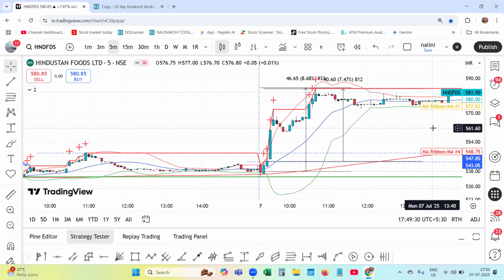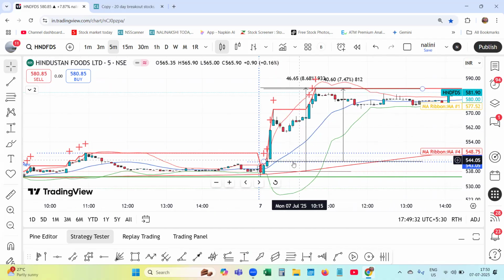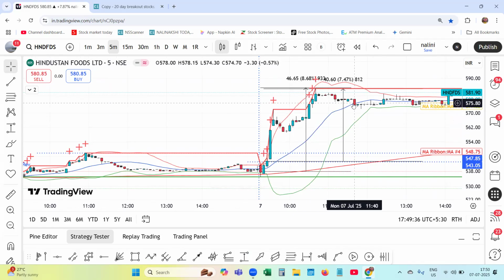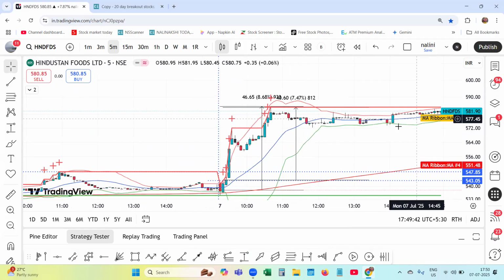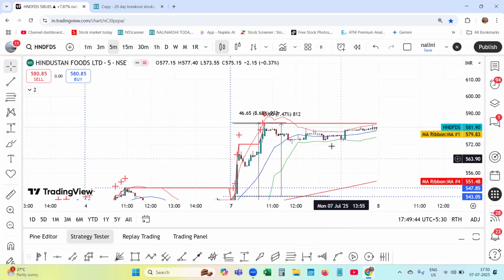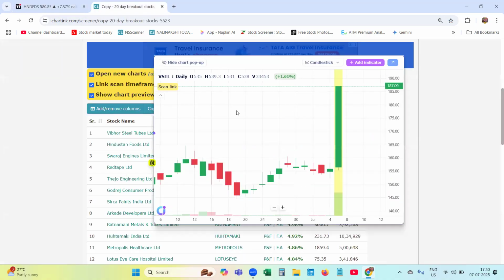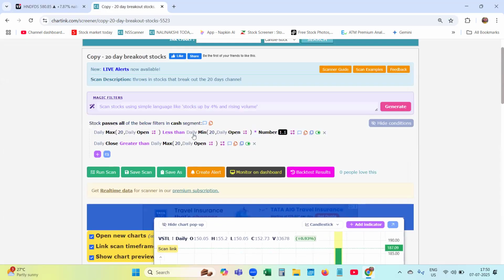Targets you cannot make out. You need to hold your position as long as it moves above the 20 period moving average. Later, during the day, it has consolidated over here.